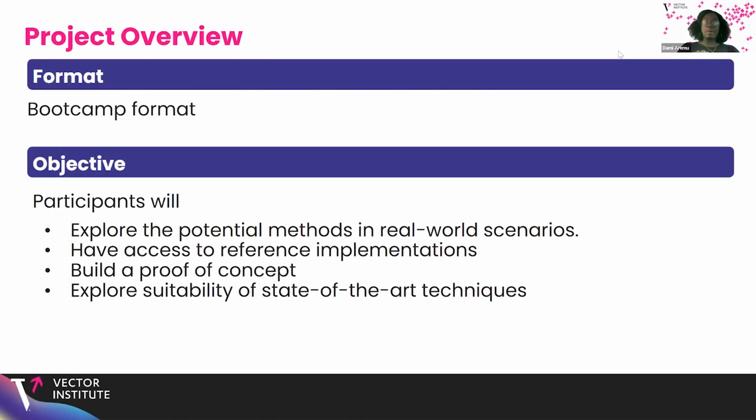So the project overview, this particular project is going to be a bootcamp format for the anomaly detection project. And the objective is to ensure that participants are able to explore the potential of anomaly detection methods in real life scenarios. Secondly, they're also going to be able to get access to reference implementation, that's the GitHub repositories, including full examples, and then build a proof of concept with the support of the Vector Institute. And lastly, they're going to be also able to explore the suitability of state-of-the-art techniques.